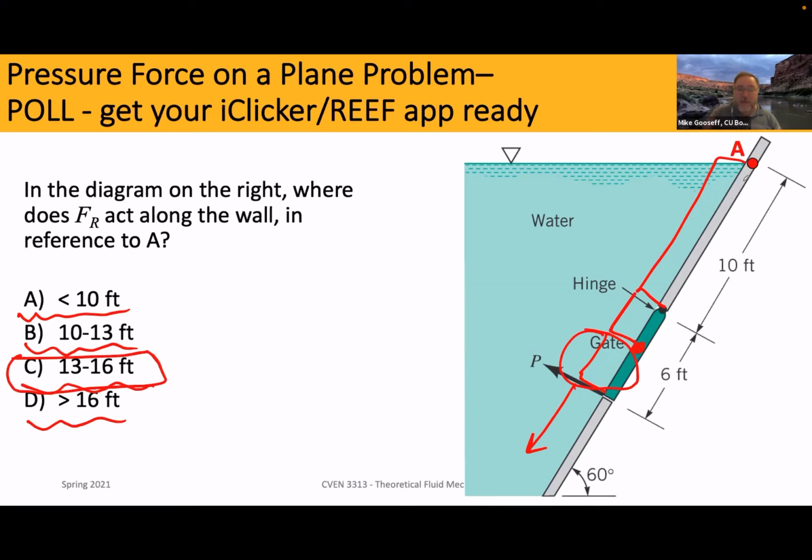So this is not depth, right? We were talking about depth h. We would come from the top down from the water surface vertically. We're working along the length of the wall here. Okay.